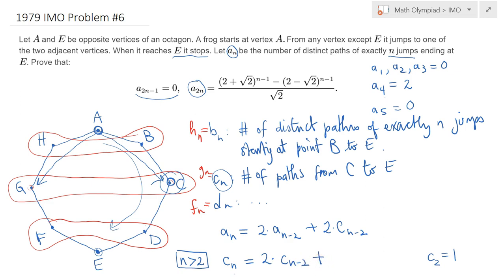Plus, starting at point C, I can totally mess up. I can totally go back all the way up to A, which is totally opposite E, right? That's not good news for us. At which step there are A sub n minus 2 ways to go from A to E in n minus 2 steps. So this is A sub n minus 2. I hope that makes sense because we're pretty much done.